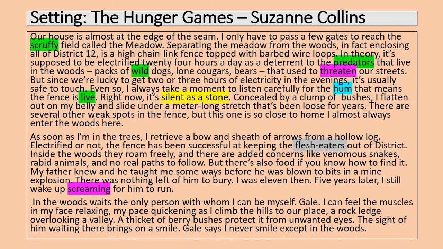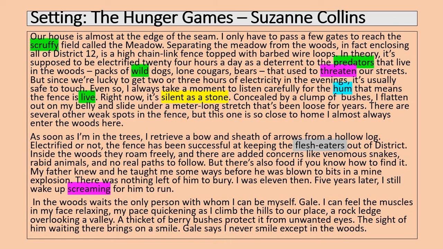So as silent as a stone, we've got that simile. That sounds like a particularly cold image. A stone is a cold, hard object, which maybe is a reflection of the environment that they're living in, that it's a very cold and hard place to live.